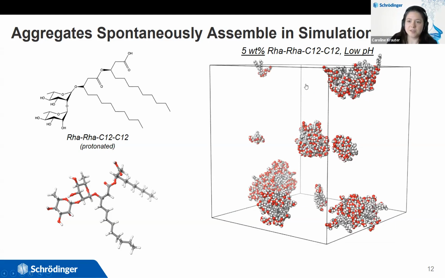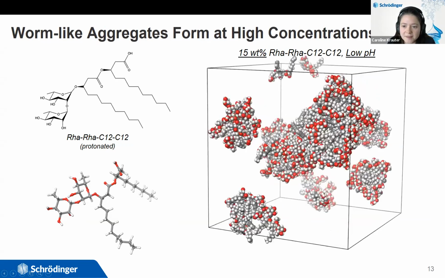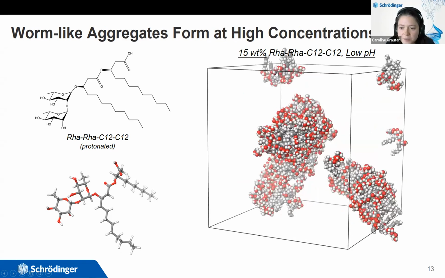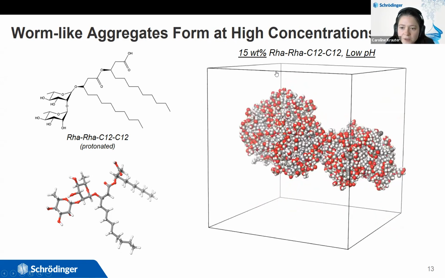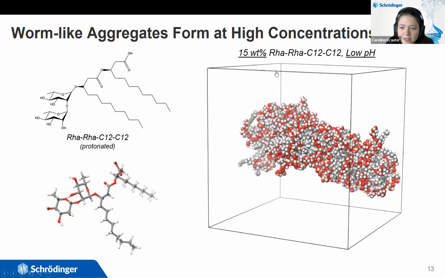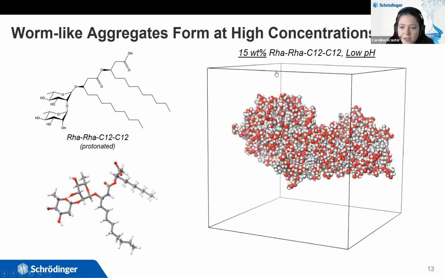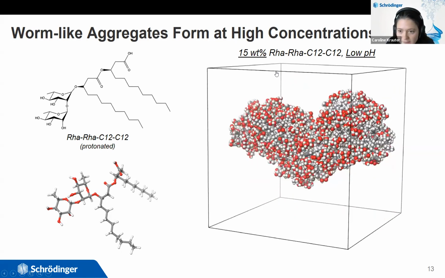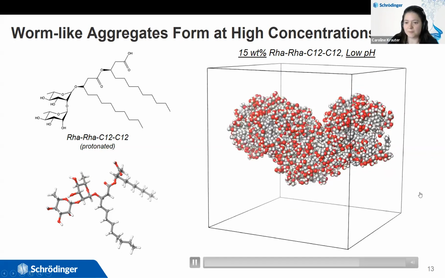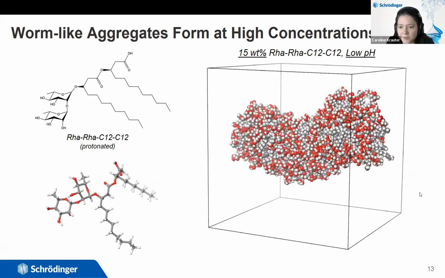So we're going to stay with this lipid for the moment and increase the weight percentage. This is an example for 15 weight percent. If we run, again, the 100 nanosecond production run to look at the aggregation behavior, we see that over the course of these 100 nanoseconds, a more complex aggregate forms. It's a worm-like aggregate at this higher weight percent, still at low pH conditions, so fully protonated. And at the end of our simulation, we have that worm-like aggregate forming in a quite stable way.